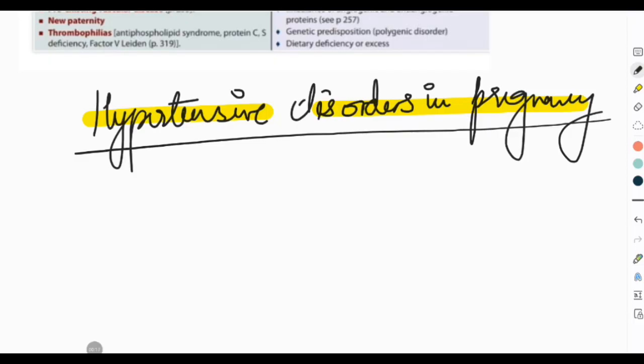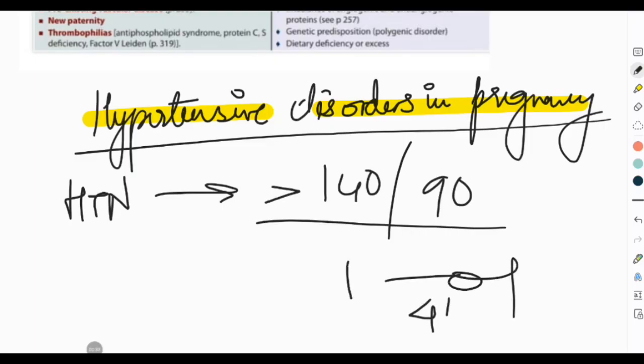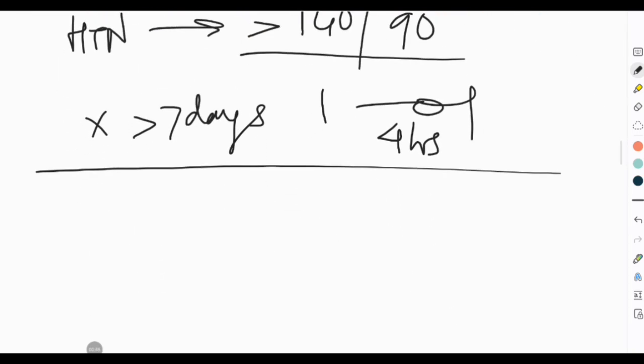Hypertension in pregnancy is defined as blood pressure of greater than 140 by 90 on at least two measurements, ideally separated by a 4 hour interval. Okay, so BP more than 140/90, two measurements at an interval of 4 hours, but not more than 7 days apart. This is the definition of hypertension in pregnancy.